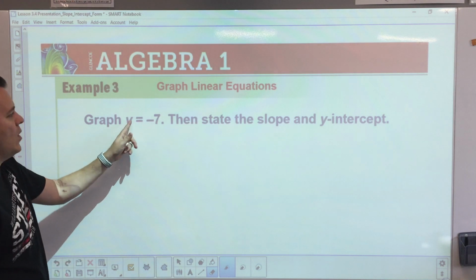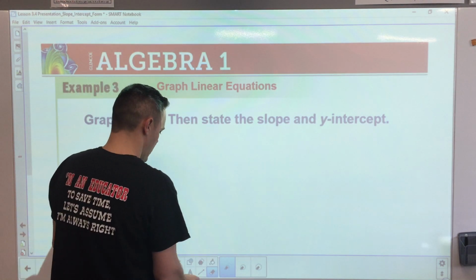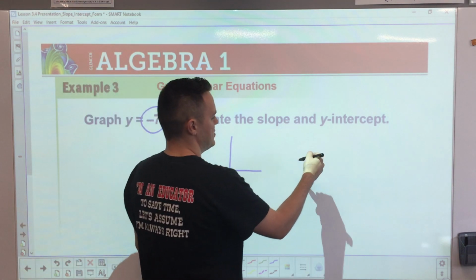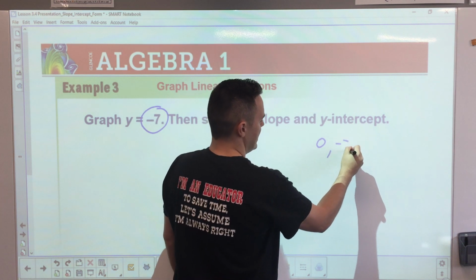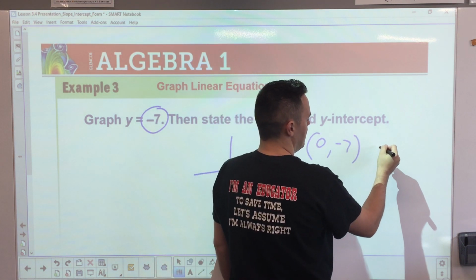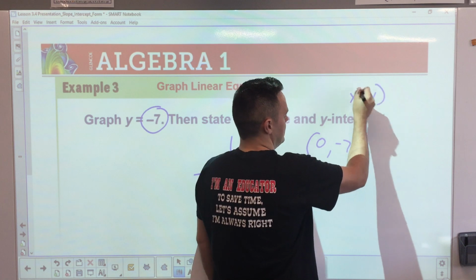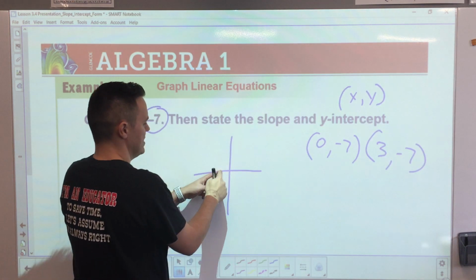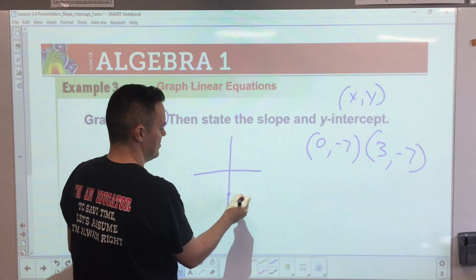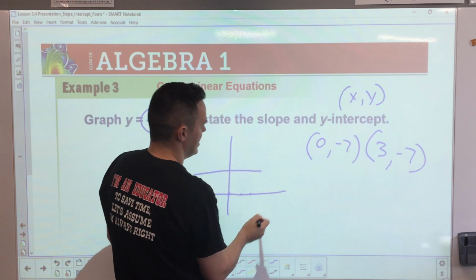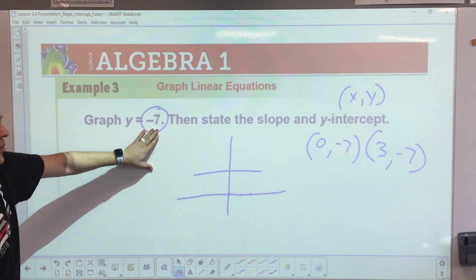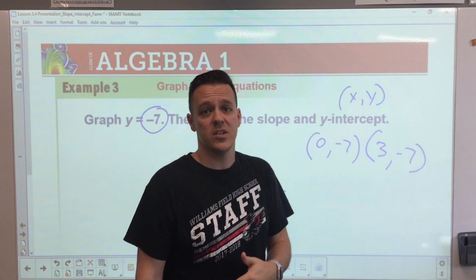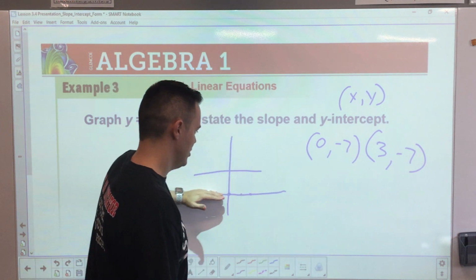All right, graph y equals negative 7. So on this one, ladies and gentlemen, if I were to graph it, what does y equals negative 7 mean? That means for every point, so if I had 0, negative 7, because remember, your points are x, y. If I had 3, negative 7. All this is doing is I'm going 0 and I'm going down to negative 7. So I'm going to actually have a horizontal line. So what is my y-intercept? My y-intercept is negative 7. What is my slope? My slope is 0, because this is a horizontal line.